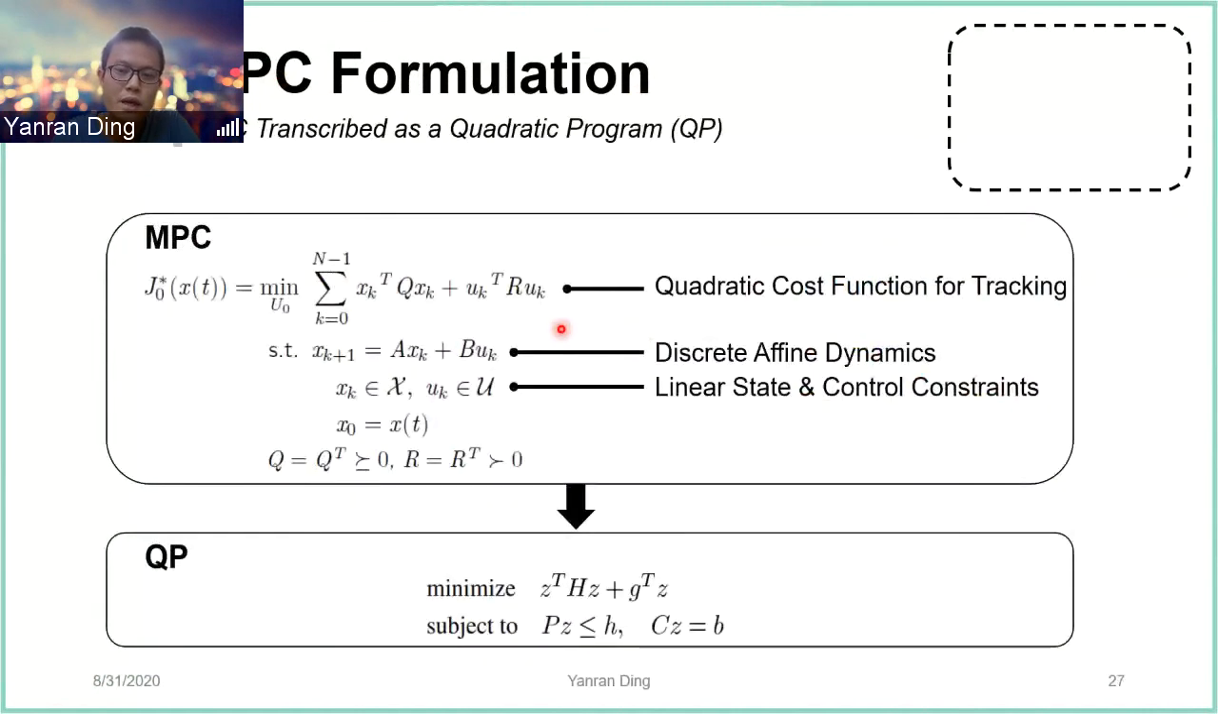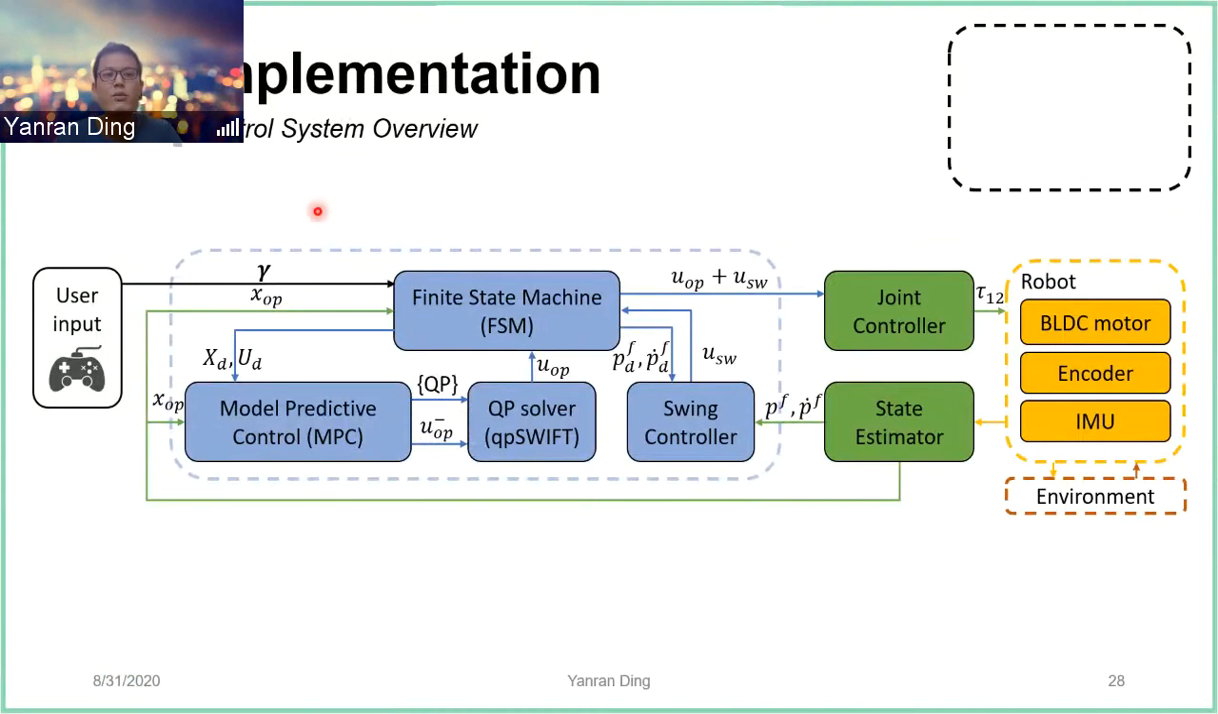So now we have all the components needed for the MPC. We have a quadratic cost function, discrete affine dynamics, and the linear state and control constraints. Then we can transcribe this MPC problem into a standard quadratic program and solve it with QP solvers. So here's a control system overview. We have a user input fed into the finite state machine, which sends the desired state and control trajectory into MPC, which in turn formulates a QP for the QP solver and solves for the ground reaction force when the leg is in contact.